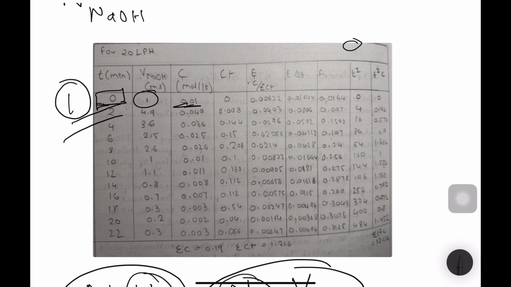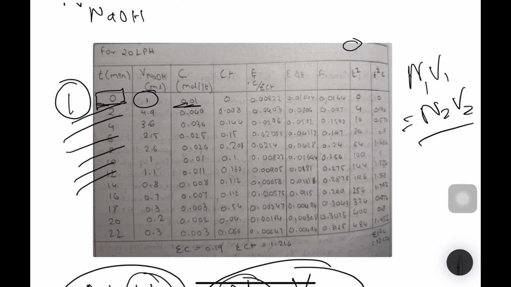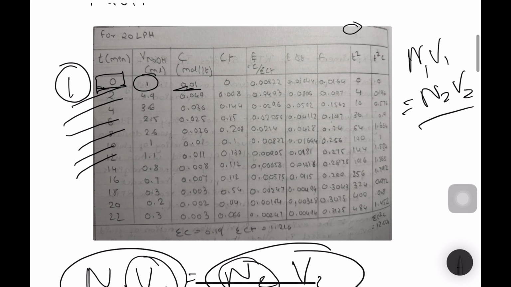Similarly, for every observation we have to do the same thing: N1V1 equals N2V2, and find the concentrations till 22 minutes.